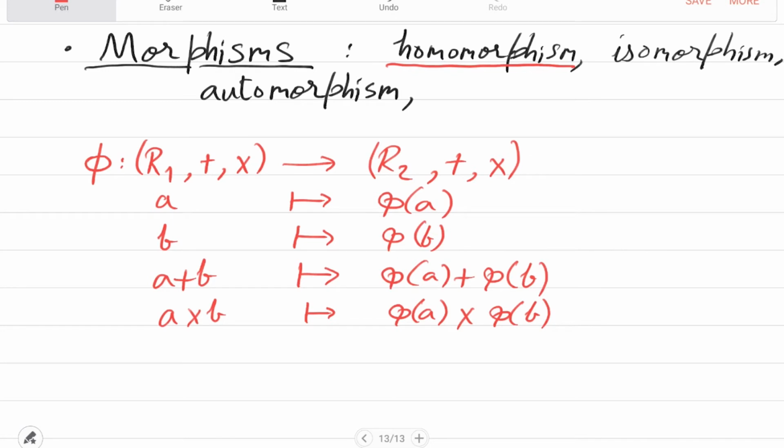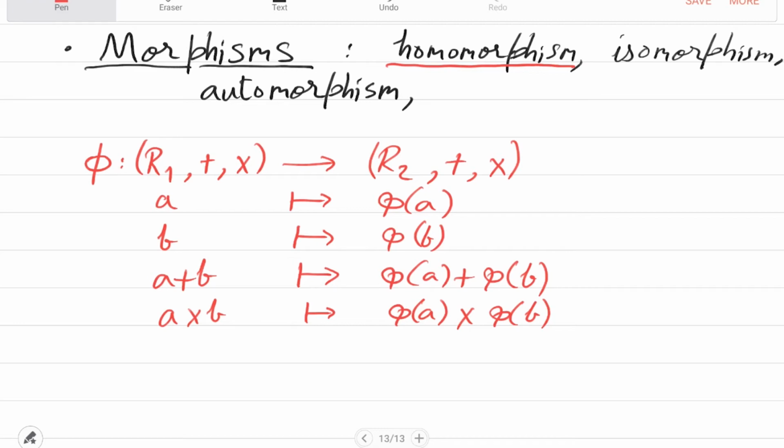So if phi is an isomorphism, then essentially it's fair to say that R1, R2 are the same rings. They are not two different rings, but actually the same structure. You have just changed the alphabet, that's all. So isomorphism finishes the comparison. There is nothing left to say.